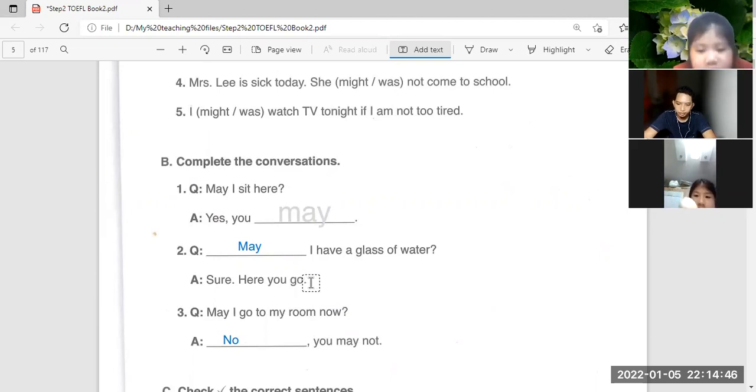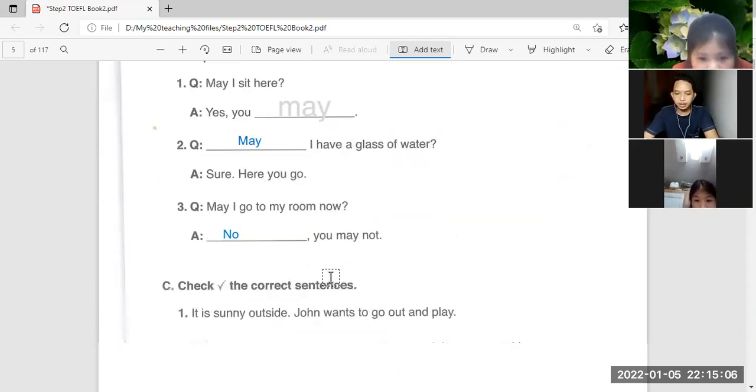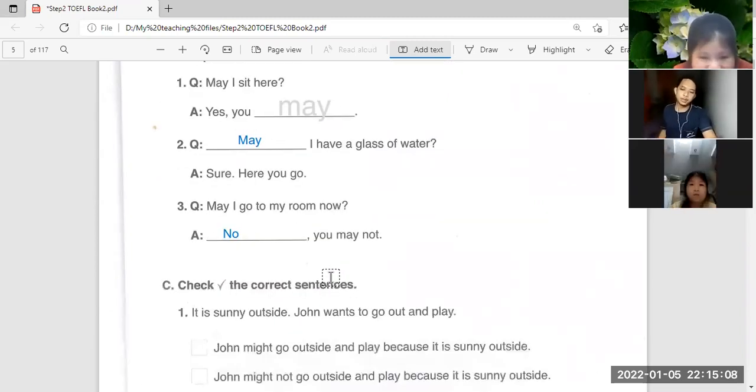May I go to my room? No. Listen to me. May I have a glass of water? Sure, here you go. May I have a glass of water? Sure. Here you go. Perfect. Can you read number 3? May I go to my room now? No, you may not. Okay, perfect.